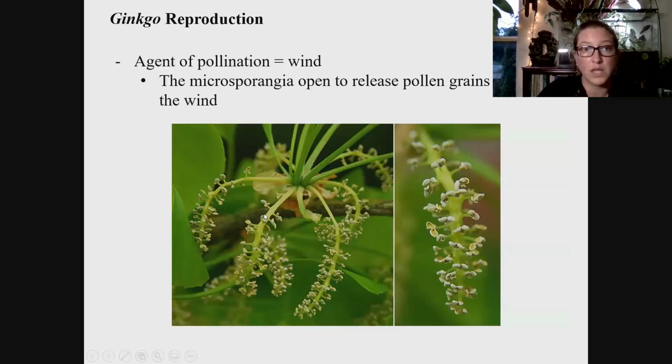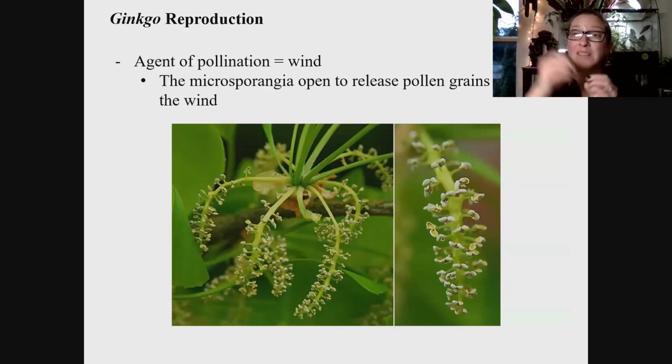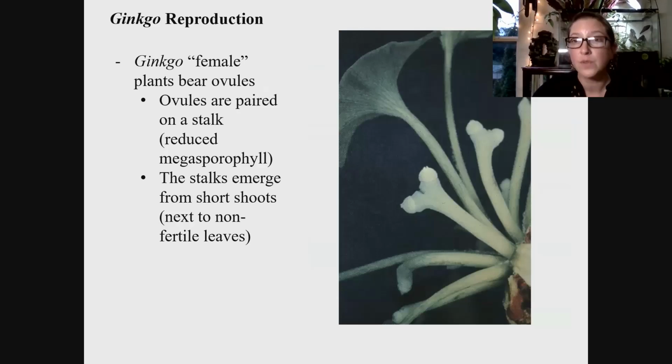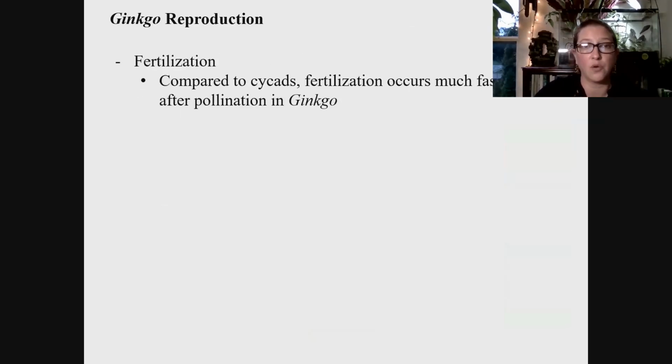The parts of the strobili are the same: a stem with leaves that have microsporangia on them. And so eventually those microsporangia are going to open and release pollen grains into the wind. And then eventually those pollen grains will land on one of these ovules, and that will allow the sperm to eventually reach the egg in the ovule. And compared to cycads, the time between pollen landing on an ovule and sperm and egg uniting is a lot quicker in ginkgo compared to the cycads.